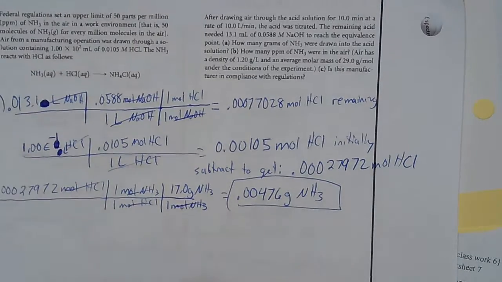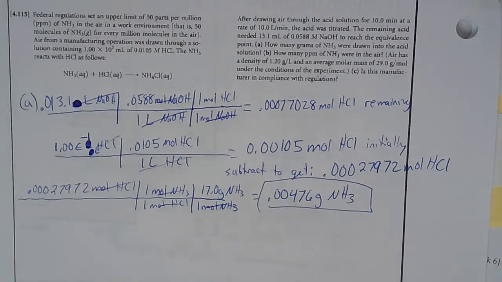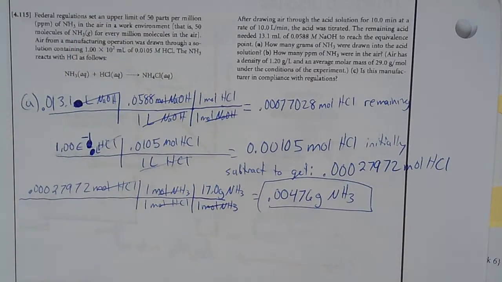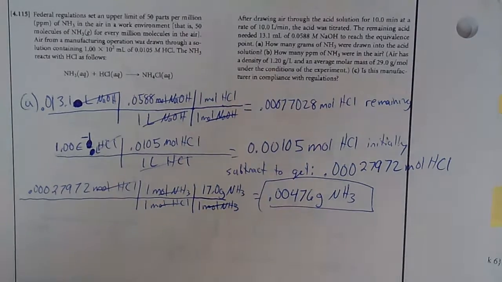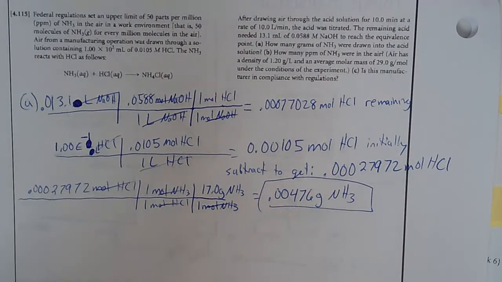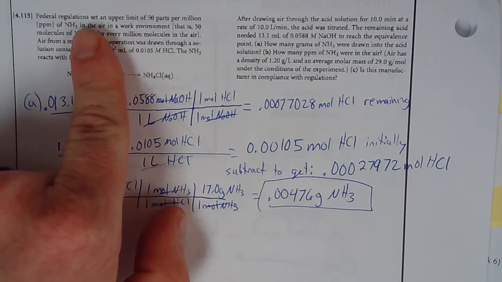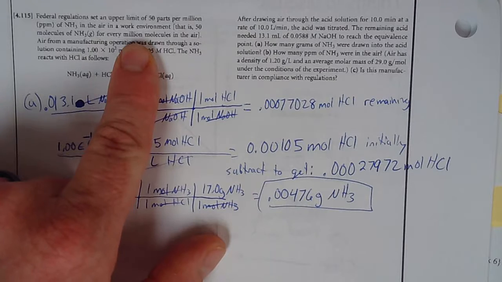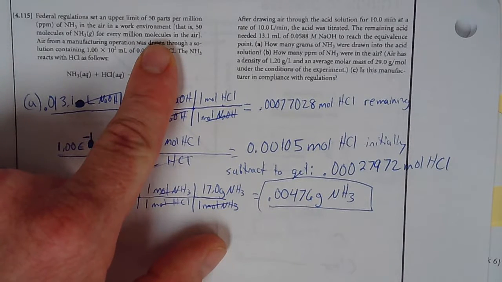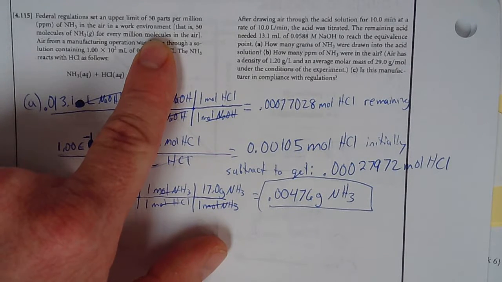Let's pause. Did anybody notice that the definition they gave us of ppm here was different than the definition of ppm in the notes? Because ppm in the notes is grams of whatever thing you're interested in divided by total grams times a million. And this one is saying they want you to do molecules of this per million molecules in the air.